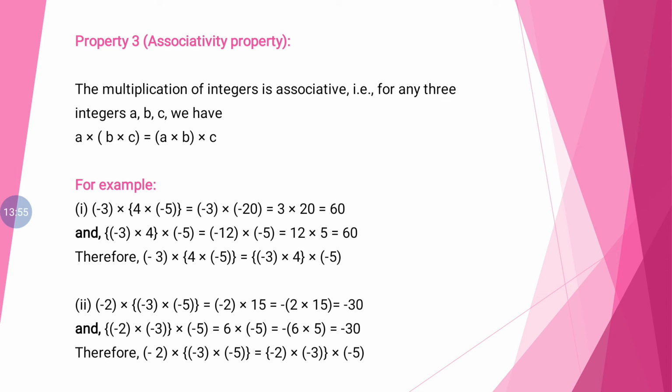Now the right hand side: (minus 3 into 4) into minus 5. The product of two different signs is negative. 3 4s are 12, so we get minus 12. Then minus 12 into minus 5. The product of the same sign is positive. 12 5s are 60, so we get plus 60. Both terms are equal, so left hand side and right hand side are equal. So the associative property holds, and integers are closed under multiplication.